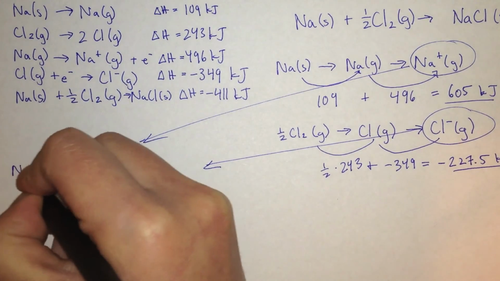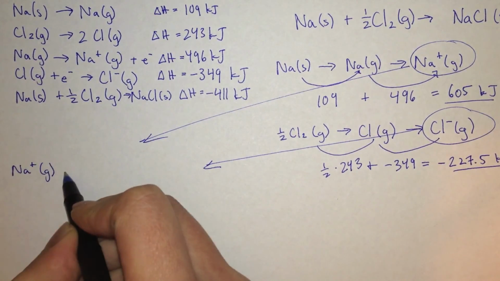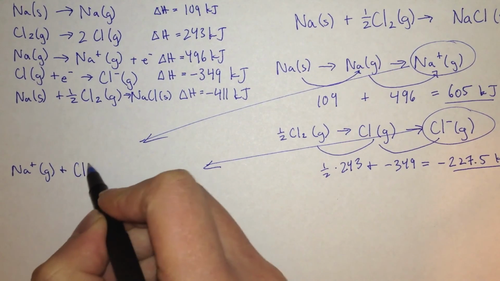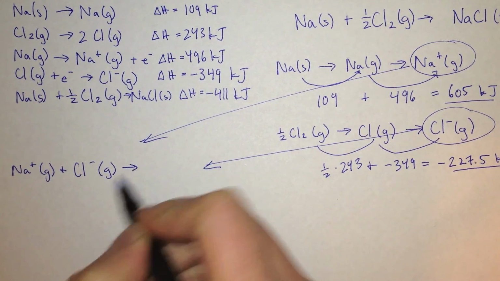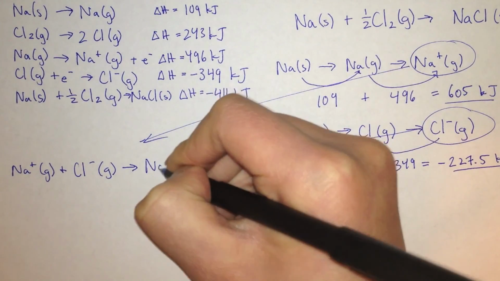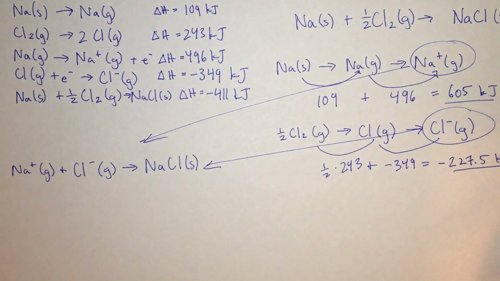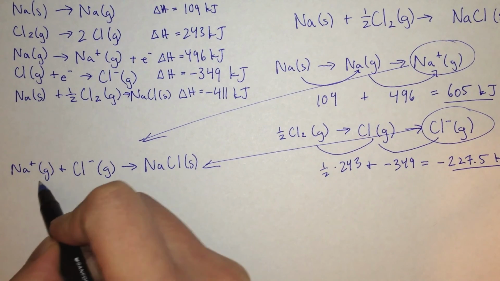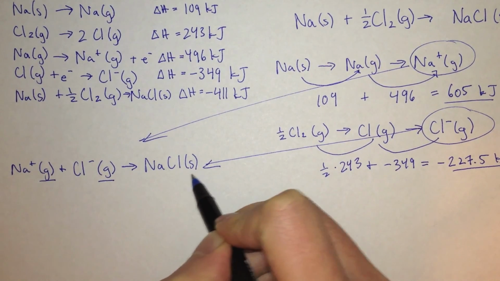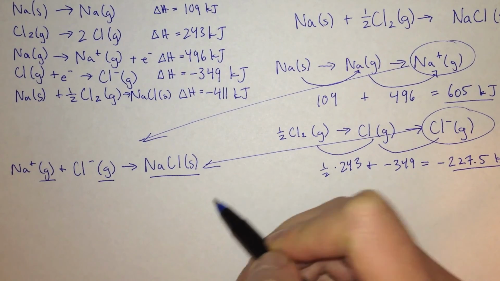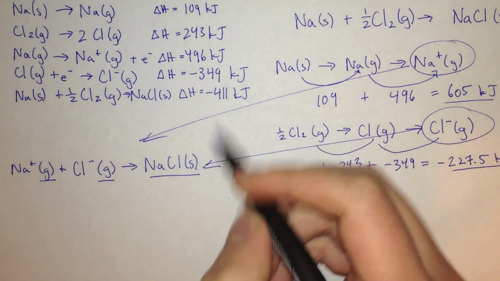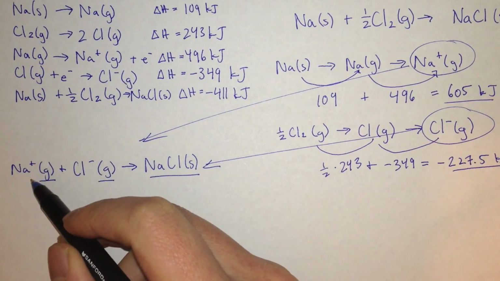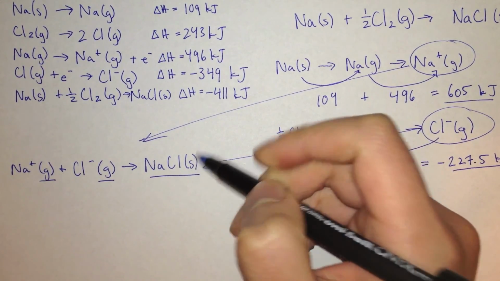So then we're going to take our ions here, and we're going to say our sodium ion, which is a gas, plus our chlorine ion, which is also a gas, is going to create sodium chloride, or table salt, which is a solid. Since we have the heat of formation for both Na plus and Cl minus, we can use this equation. Now you'll notice that we have 2 gases, and we're trying to create a solid that has a crystal structure. So the energy of this equation is the lattice energy for sodium chloride.